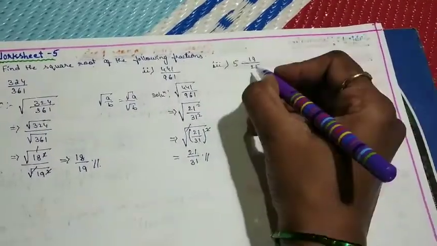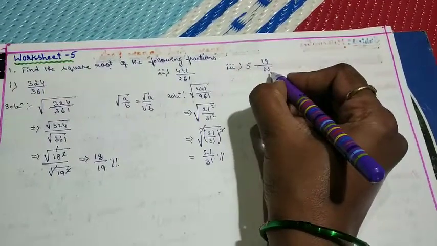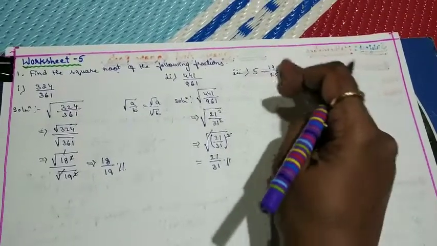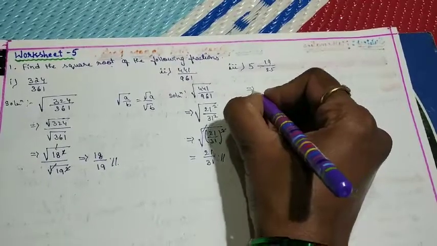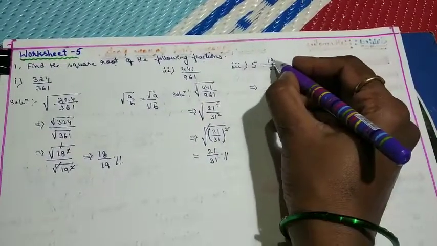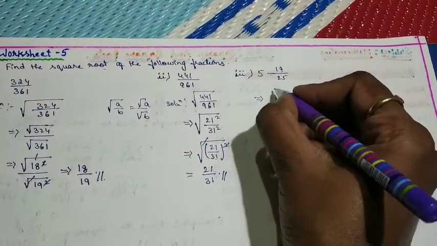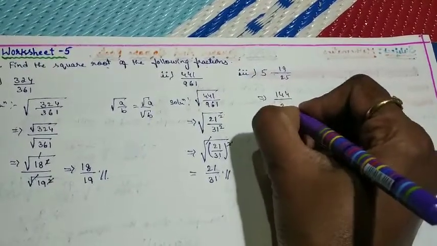Now I'll move to the third question: 5 19 by 25, which is a mixed fraction; convert it into an improper fraction. We know that 25 5s is 125, then plus 19, 125 plus 19. It is 144 divided by 25.